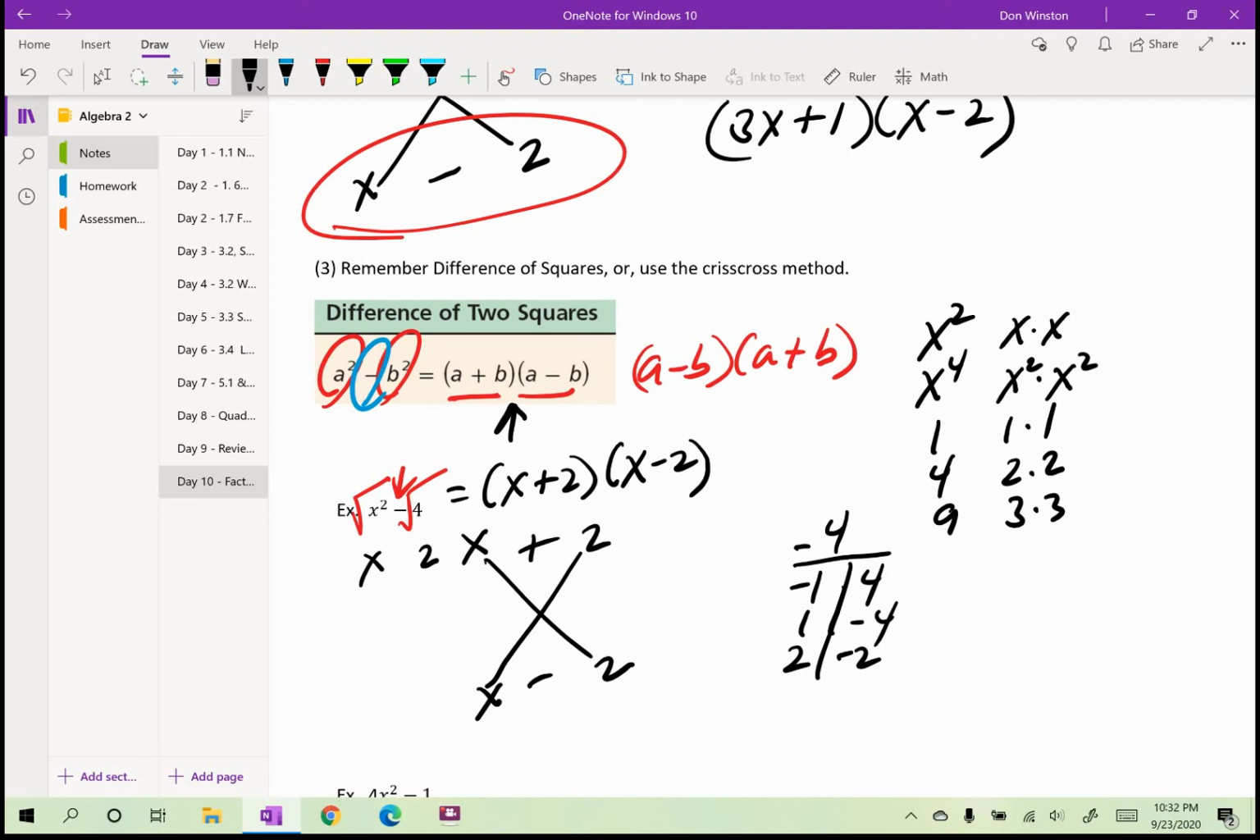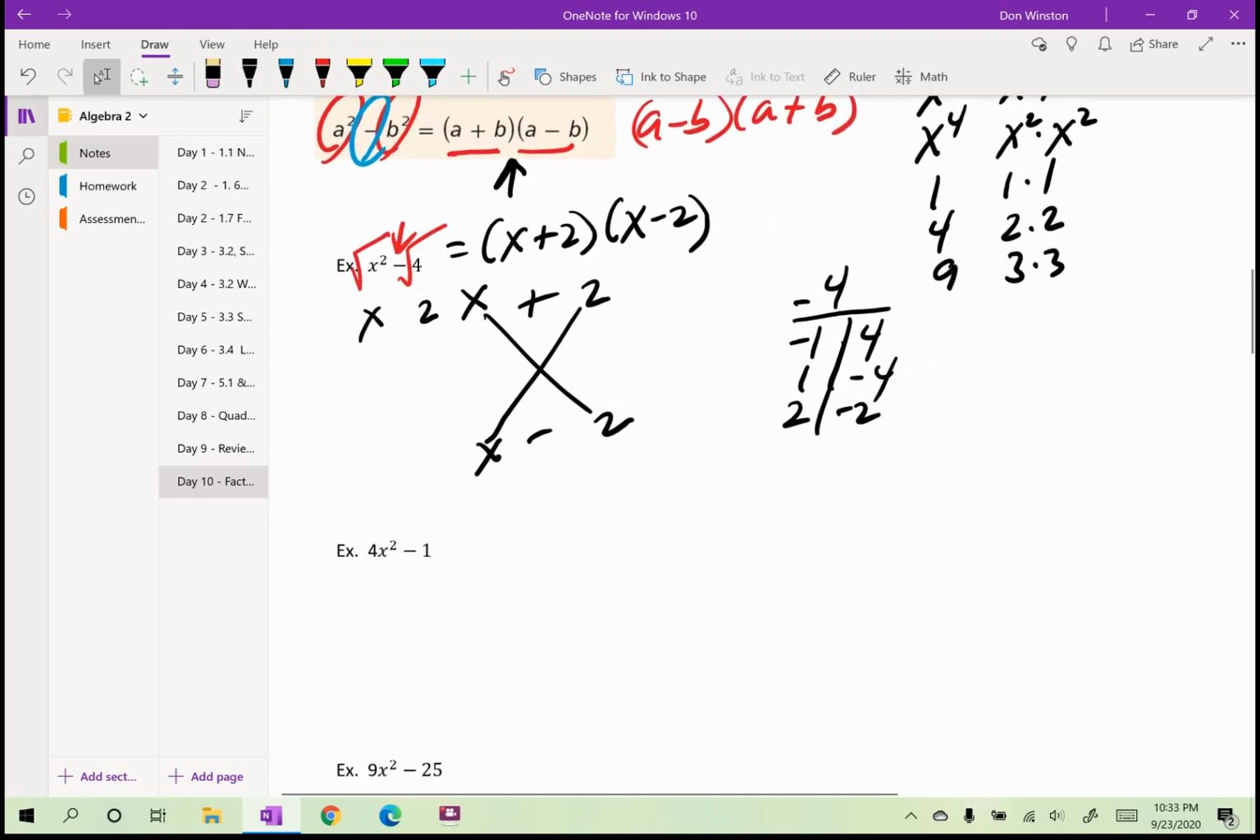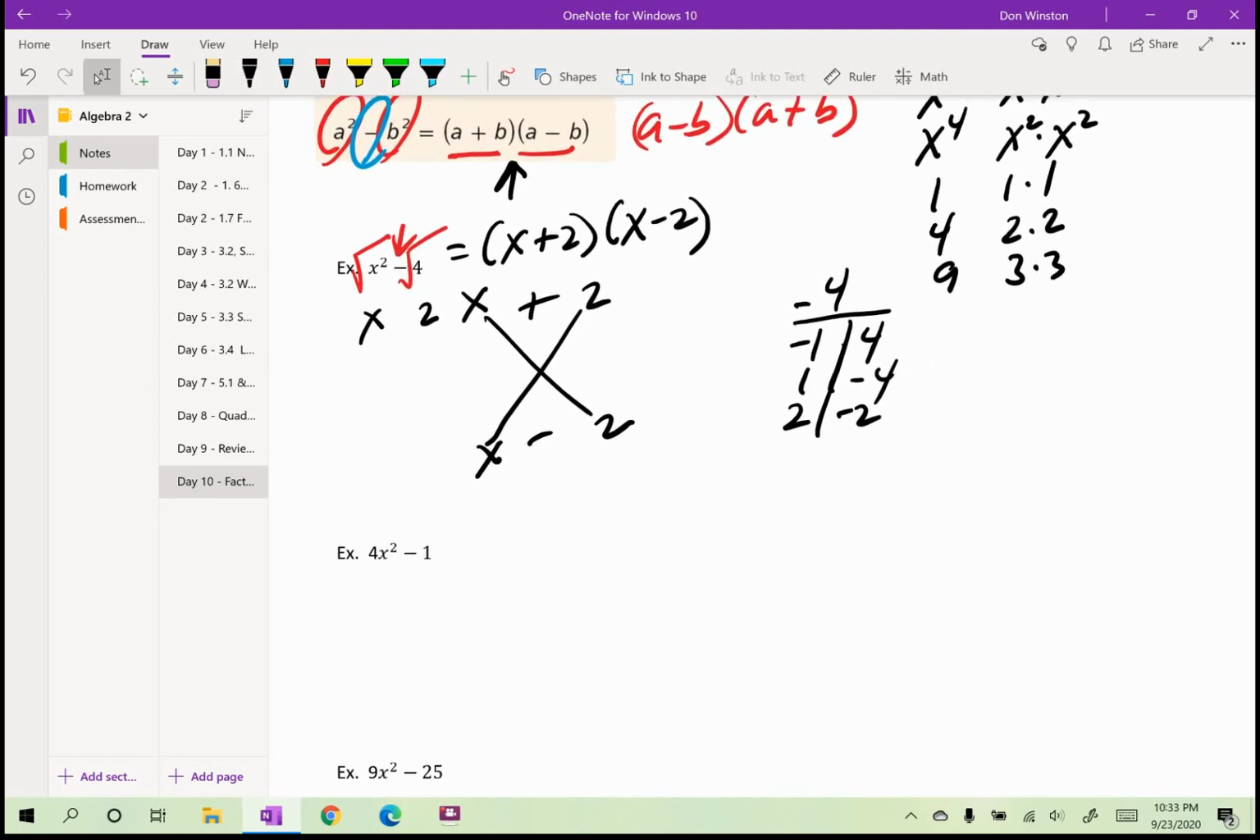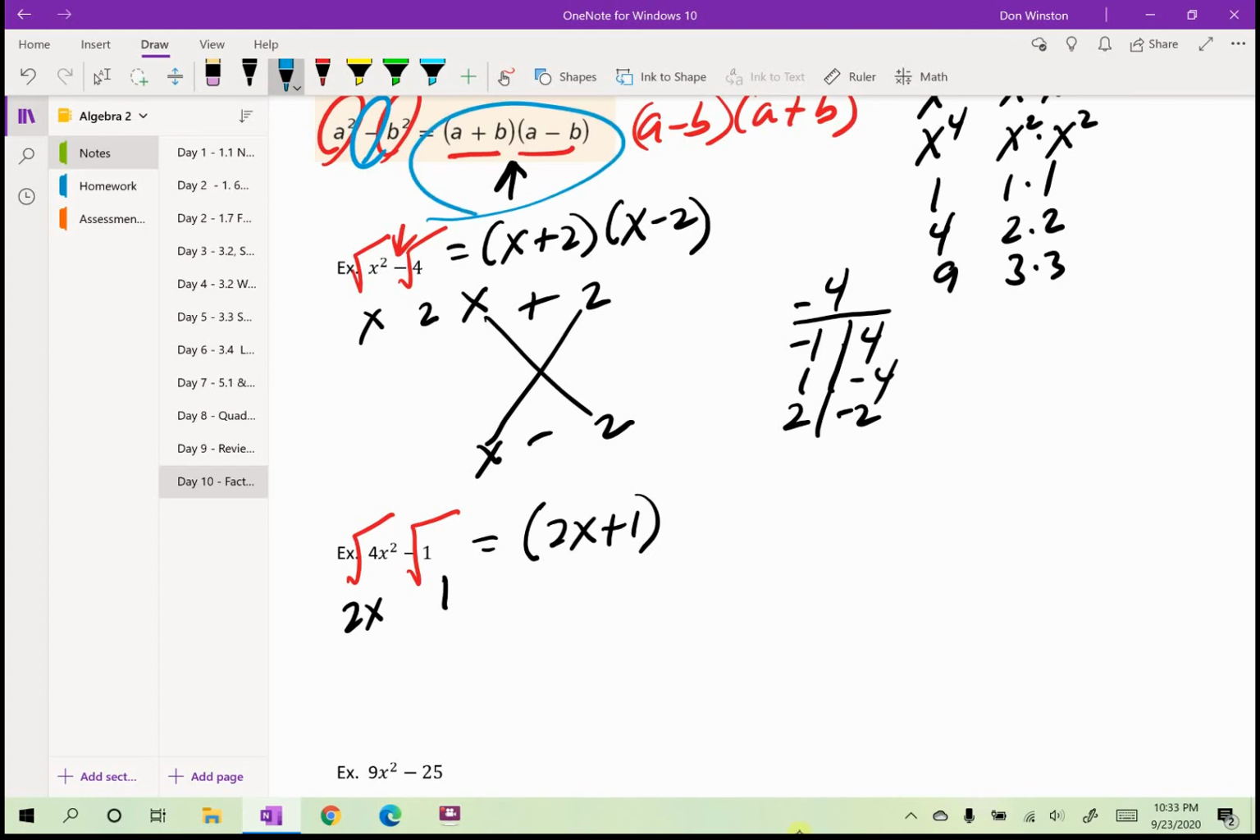All right. Let's look at some more difference of squares. So notice 4 is a perfect square number, and x squared is a perfect square variable, and 1 is a perfect square number. So I take the square root of 4x squared, I get 2x. I take the square root of 1, I get 1. So 4x squared minus 1 will factor as 2x plus 1 times 2x minus 1. Difference of squares.